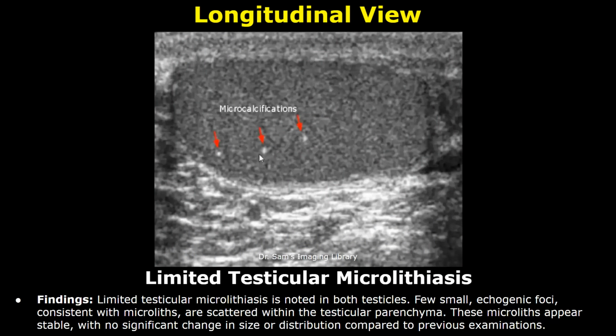In limited testicular microlithiasis, microcalcifications are seen within the testicular parenchyma. Usually they are less than 5. In the findings, few small echogenic foci consistent with microliths are scattered within the testicular parenchyma. They appear stable with no significant change in size or distribution compared to previous examinations.